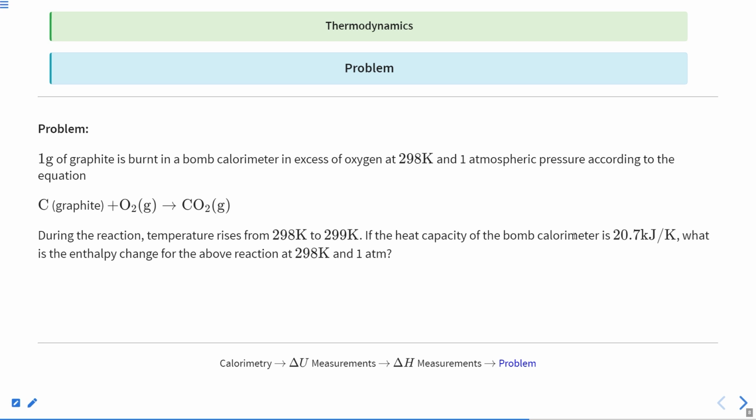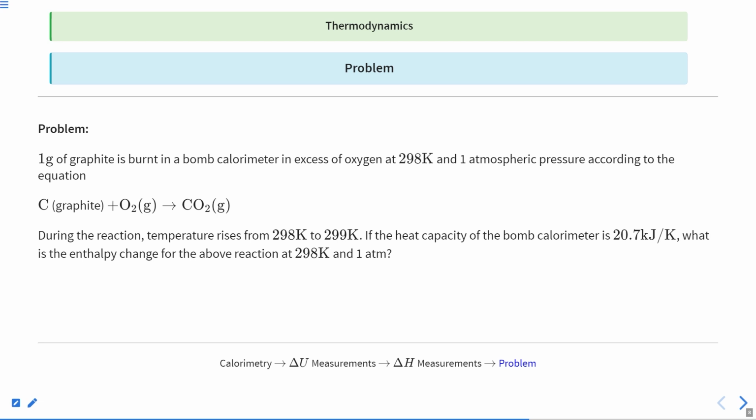If the heat capacity of the bomb calorimeter is 20.7 kilojoules, so now we are taking the bomb calorimeter heat capacity also. Okay, then what is the enthalpy change for the reaction? So we have to find the enthalpy change for the reaction. Clear?